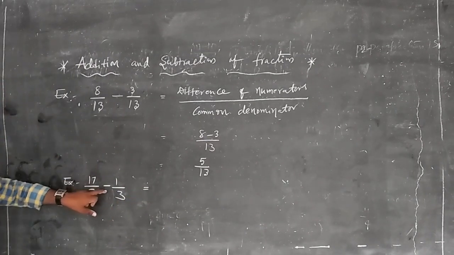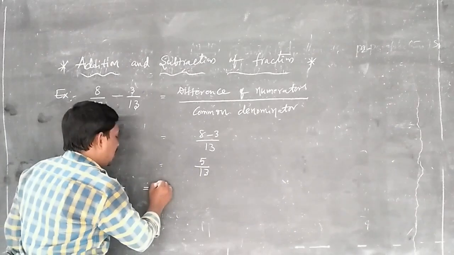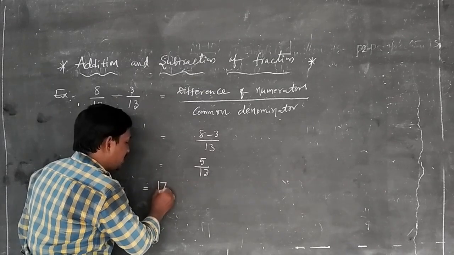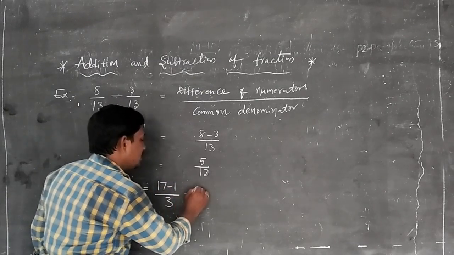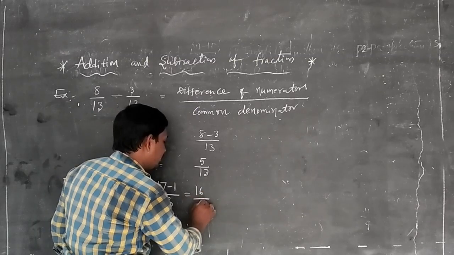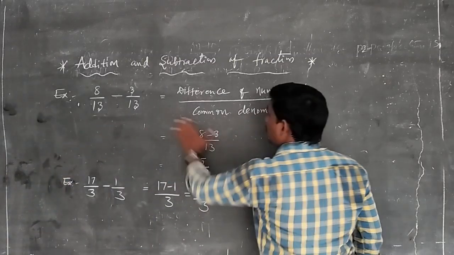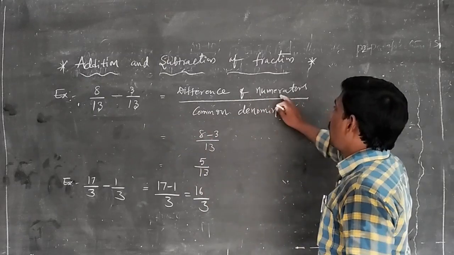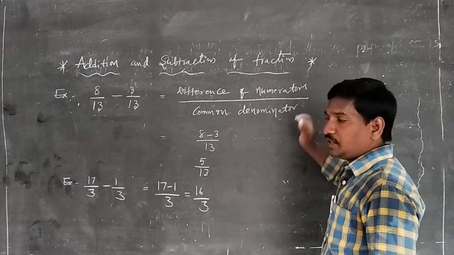17 by 3 minus 1 by 3. These both are like fractions. Now, difference of numerators 17 minus 1 by common denominator 3. That means 16 by 3. So this is only for like fractions: difference of numerators or sum of numerators by common denominator.